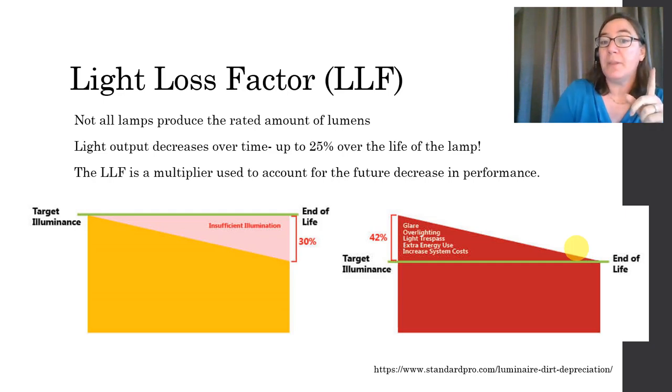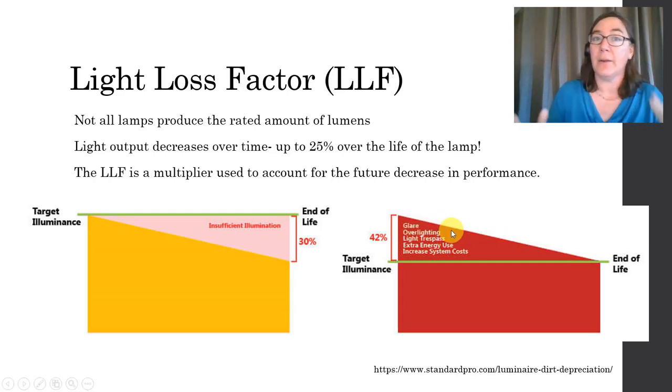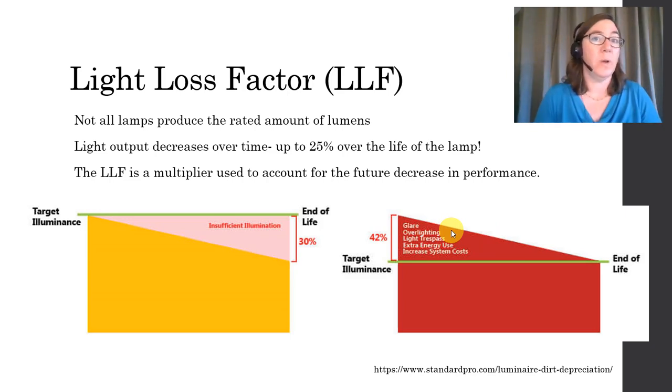Now, the problem with this, of course, is that you can get glare and overlighting at the beginning of your lifespan, and that's a big reason that you want to use dimming controls and other ways to reduce overlighting.